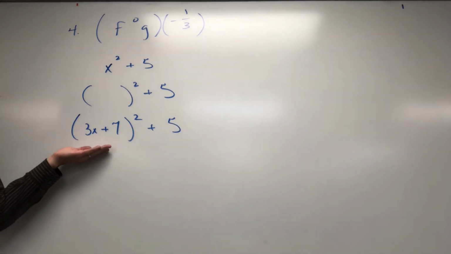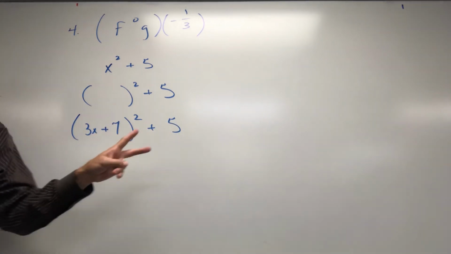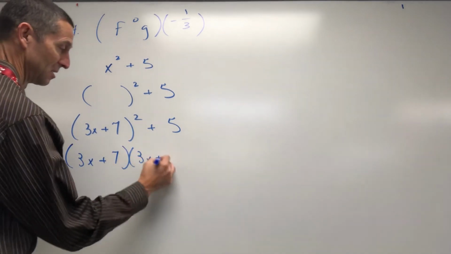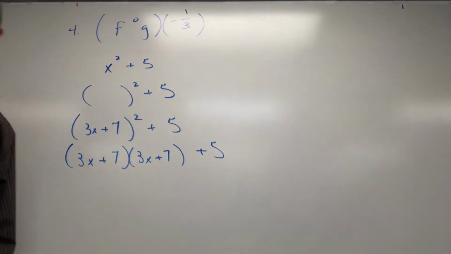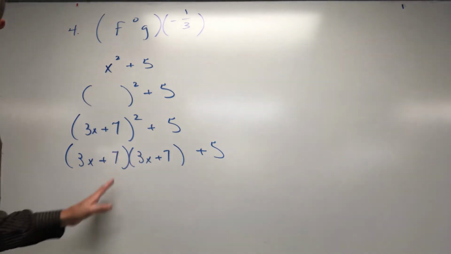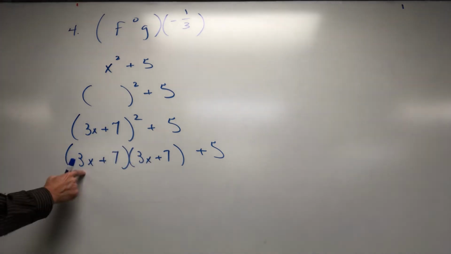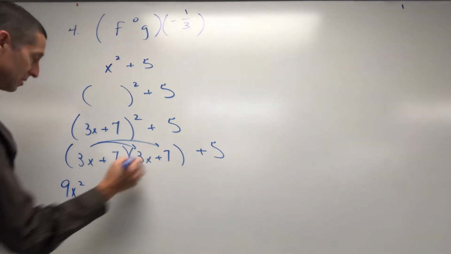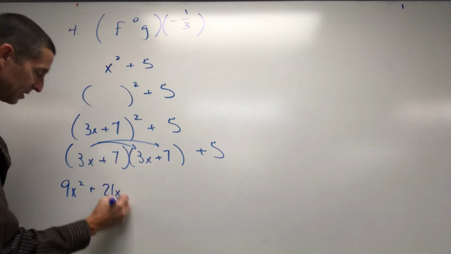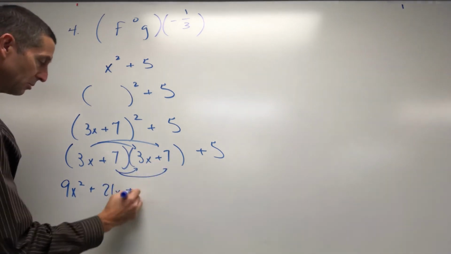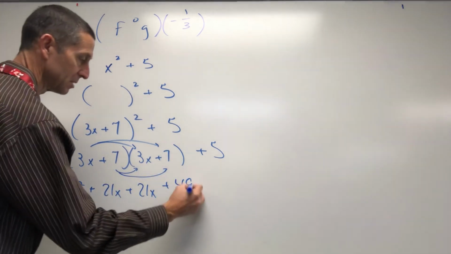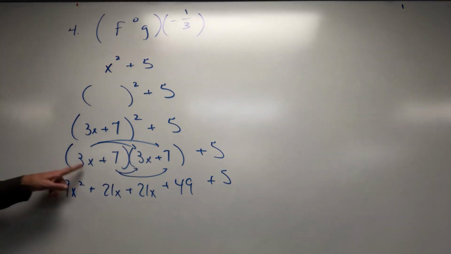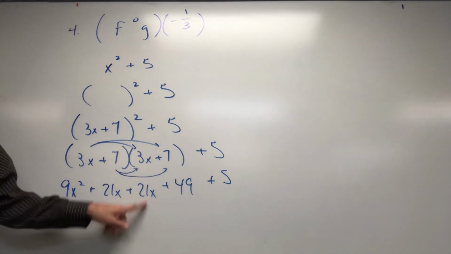Now this 3x plus 7 is squared, which means there's 2 of these. So you've got to write 3x plus 7 once, 3x plus 7 twice. So we've got to multiply all this out. Make sure you've got it twice. 3x times 3x, 9x squared. So let's hit both of these. Plus 21x. The 7 hits both of these. Plus 21x plus 49. So we're going to multiply this out. 3 times 3, 9x squared. The 3x times the 7. The 7 times the 3. The 7 times the 7.